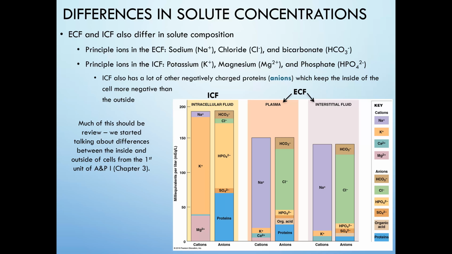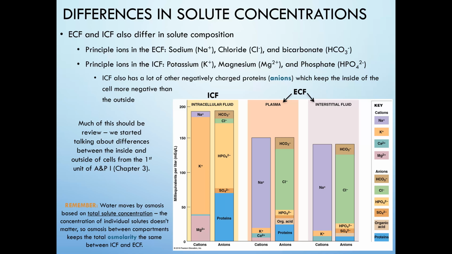And again, remember that water moves by osmosis based on total solute concentration. The concentration of individual solutes doesn't matter. So osmosis between compartments, between the ICF and the ECF, will keep the total osmolarity the same between the ICF and ECF, even though they have different subsets of solutes.